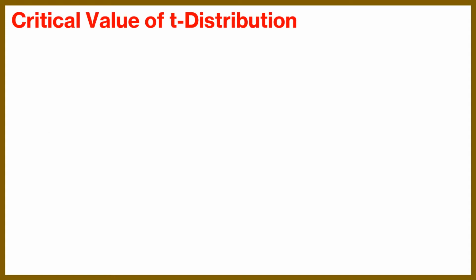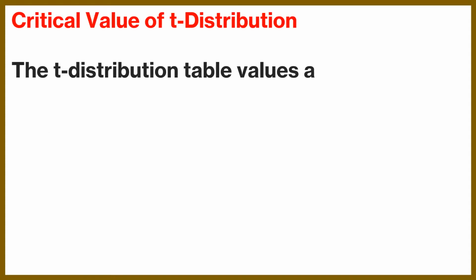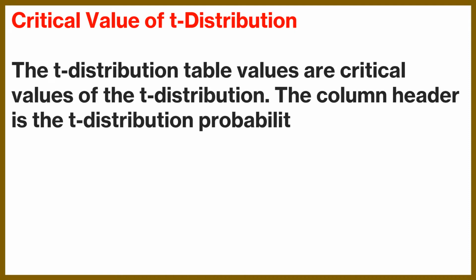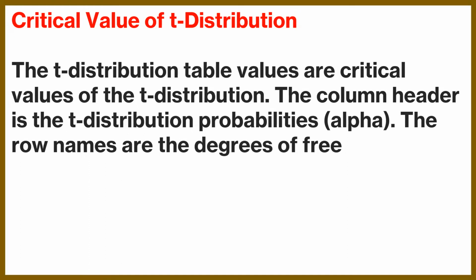Okay, next, the critical value of T distribution. The T distribution table values are critical values of the T distribution. The column header is the T distribution probabilities, which is the level of significance. Then the row names are the degrees of freedom. Okay, so kanina Z distribution, ngayon T distribution naman. Kapag ang ating sample size is small or kapag unknown yung ating population variance or standard deviation.